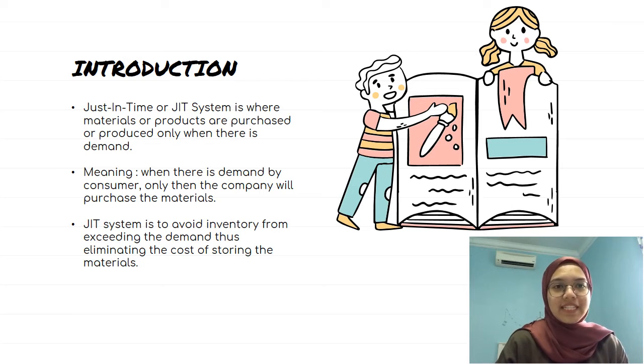Just-in-time or JIT system is a system where materials or products are purchased or produced only when there is demand. What it means by this is that when there is demand by the consumer, only then the producer will purchase raw materials from the supplier. So why just-in-time system? Just-in-time system is to avoid inventory from exceeding the demand, thus eliminating the cost of storing the materials. I'm going to explain more about just-in-time in the next slide.